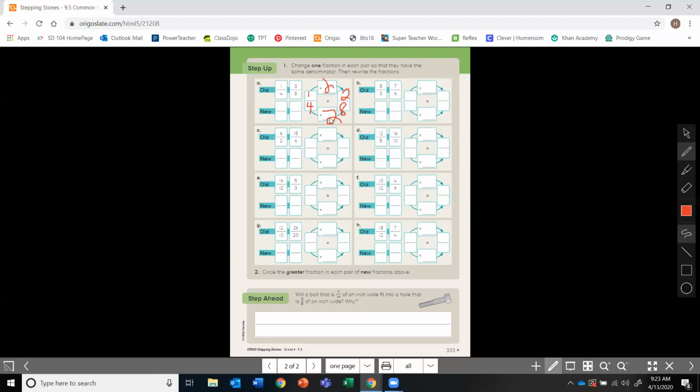Please make sure you're writing these things down as we're going along. So that means the new fraction is 2/8. That's the new fraction. Because remember, it says change 1. So we only have to change one fraction. So the 3/8 is going to stay the same because we didn't change that. Okay, going over here to letter B.